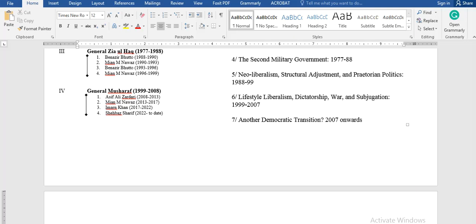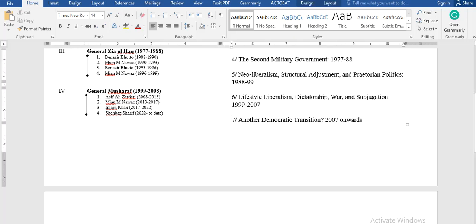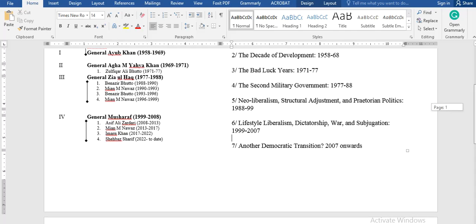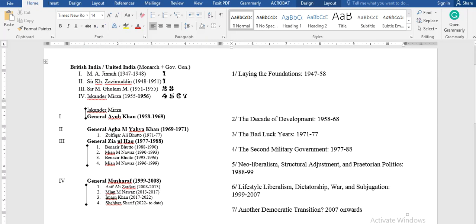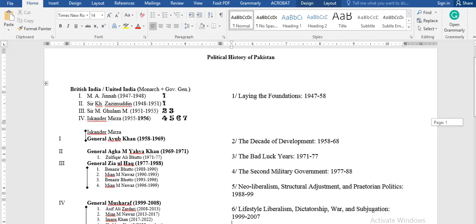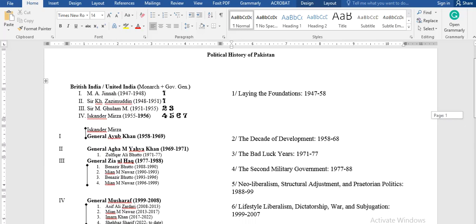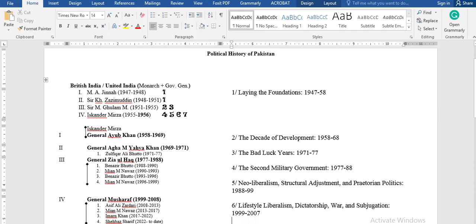And the seventh decade, which we are currently witnessing, is regarded as another democratic transition because we are seeing the fourth democratic government after 2008. So this is the snapshot of your first chapter, and I felt it important to link this economic development that spans over 7.5 decades of the country with the political landscape.